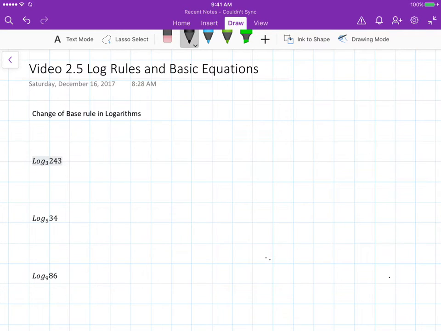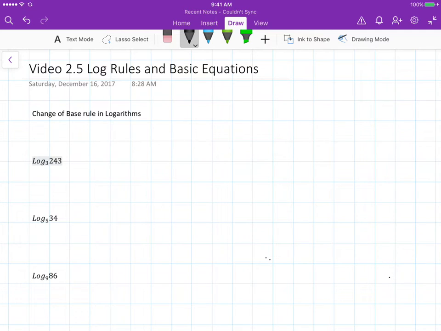Okay, so this video is going to be about the last log rule that is given to you and how to use all of these rules with basic equations. So the final rule that we haven't learned about yet, we know the product rule, the quotient rule, and the power rule. The final rule that we have to learn is the change of base rule.